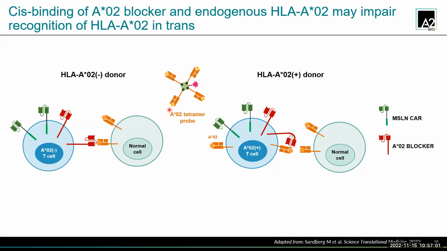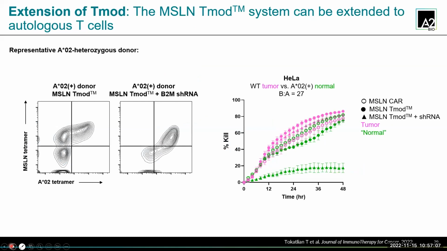So to address this problem, we utilized two methods that we described in the paper to specifically address the problem of endogenous HLA expression. One was B2M shRNA knockdown, and the other was B2M knockout by CRISPR to reduce HLA-A2 expression on the surface of the T cells.